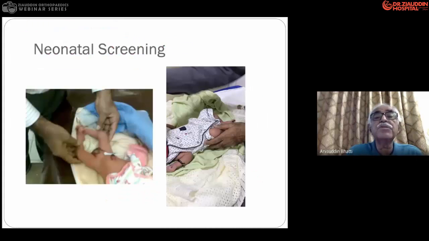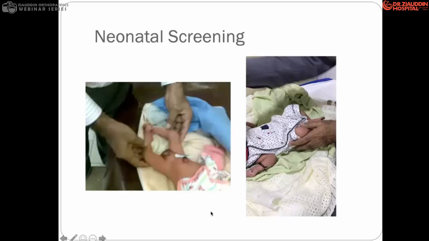So this is the neonatal screening protocol which we use, neonatal screening for total body screening, and I think this is now finishing my talk today.